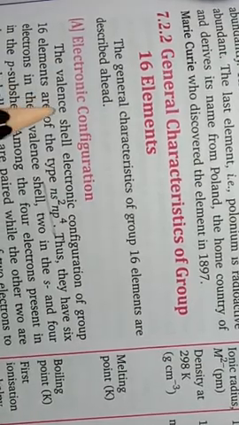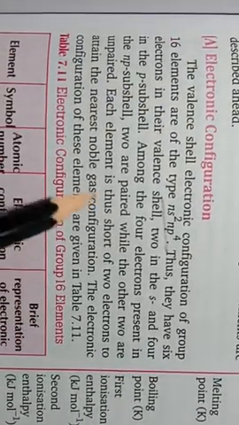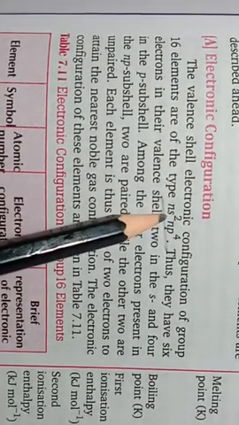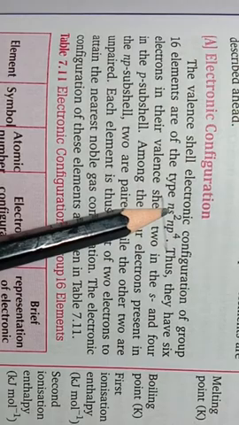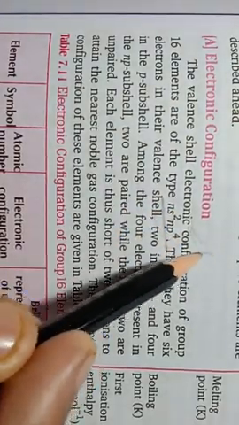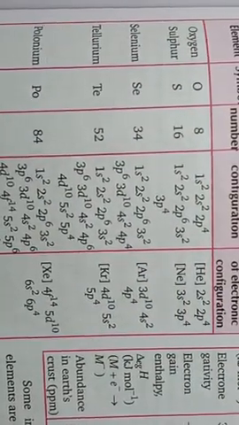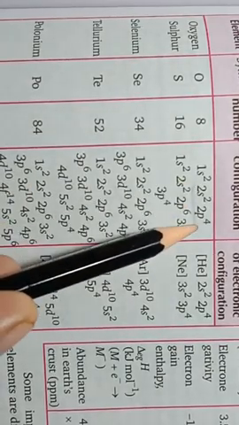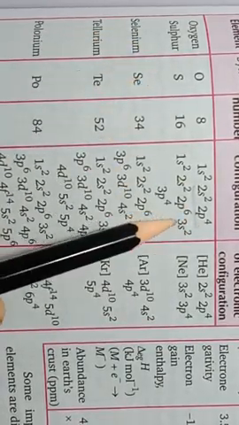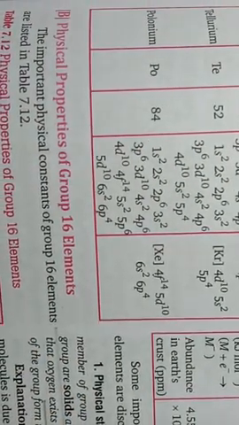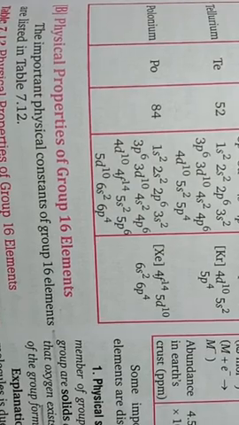First is electronic configuration. The outermost shell configuration of all the elements of this particular group is ns2np4, with a total of 6 electrons in the outermost shell. As you can see here, oxygen with 2s2 2p4, sulfur with 3s2 3p4 and so on. Then physical properties of group 16 elements.